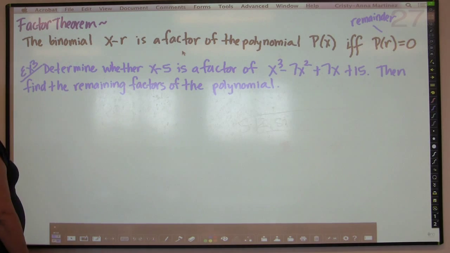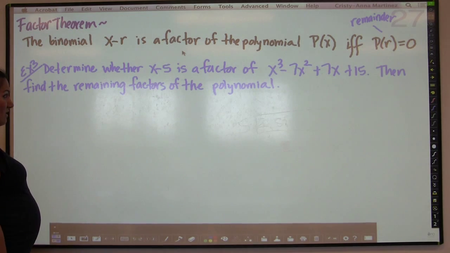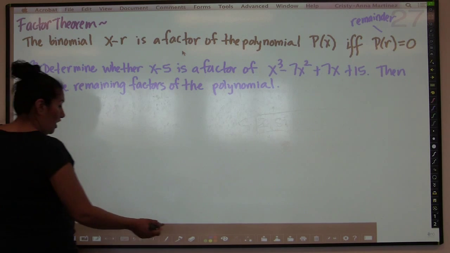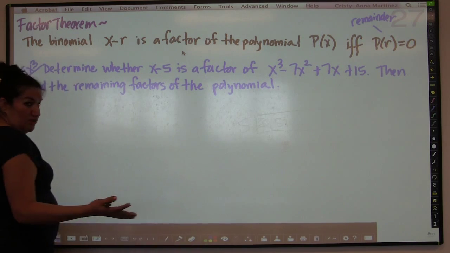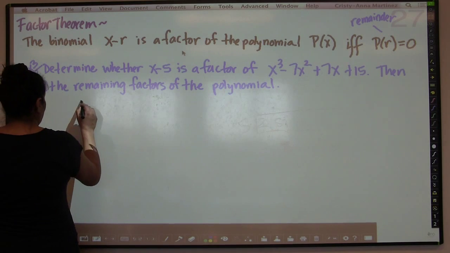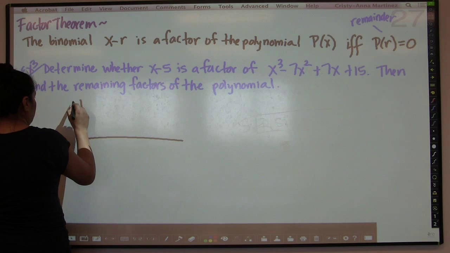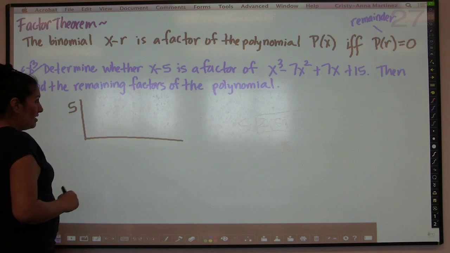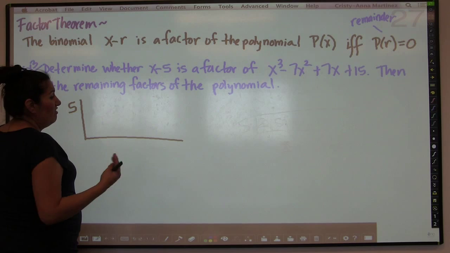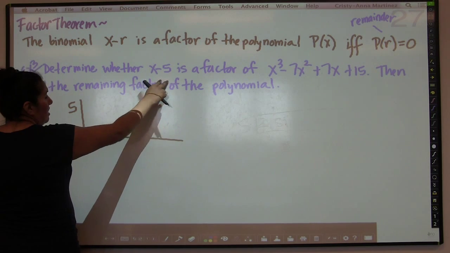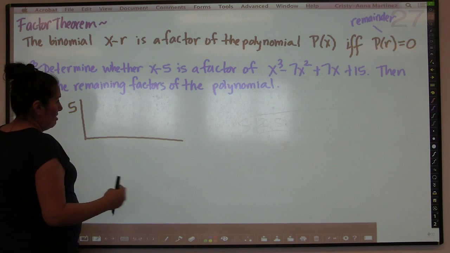So it says here in example 3, determine whether or not x minus 5 is a factor of x cubed minus 7x squared plus 7x plus 15. And if it is, then find the remaining factors of the polynomial. So we're going to use synthetic division. It doesn't matter what type of division you do, as long as you divide. Because it's an x minus 5, we're going to put a positive 5 down here, and I'm going to try to find the remainder. If I get a 0 remainder, then it means that x minus 5 is a factor. If I don't get a 0 remainder, then it's not a factor.